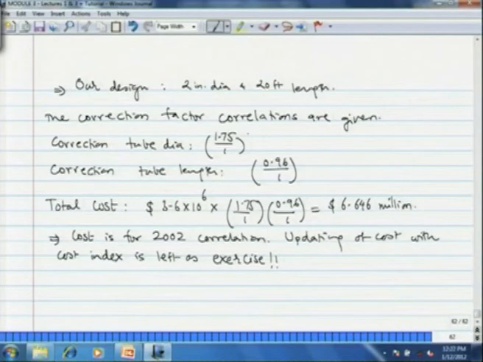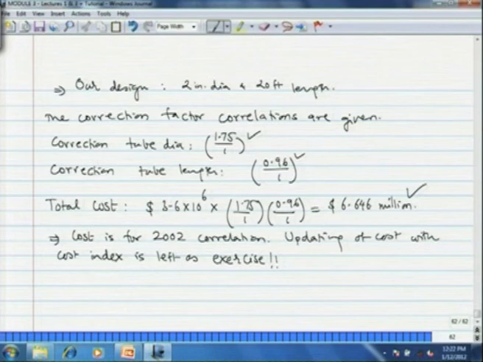Correction for tube diameter 1.75 divided by 1, correction for tube length 0.96 divided by 1. So, the total cost of $3.6 million is adjusted for the correction factors, and we get the new total cost as $6.646 million. Now, remember that these correlations were formulated in 2002.